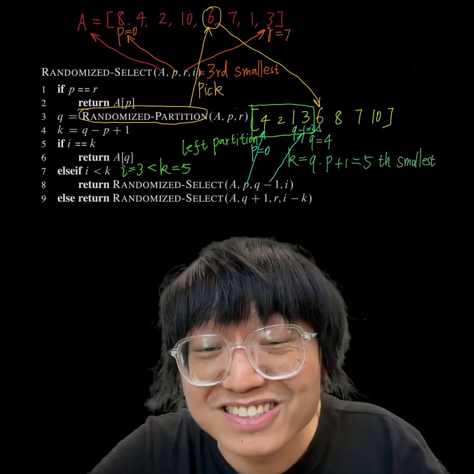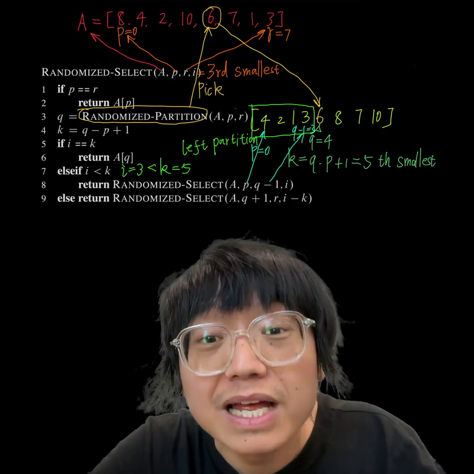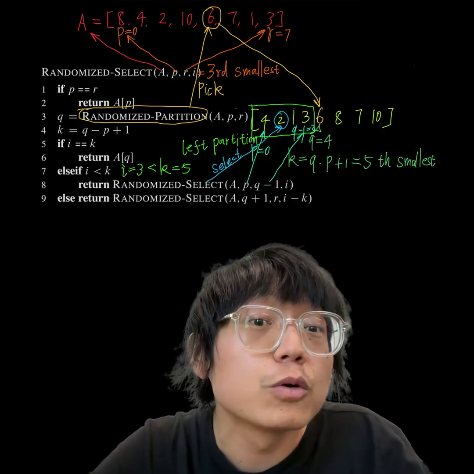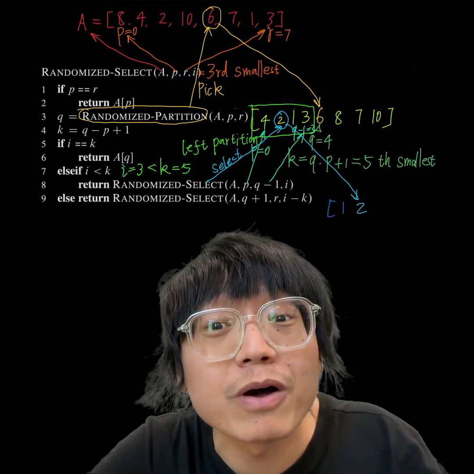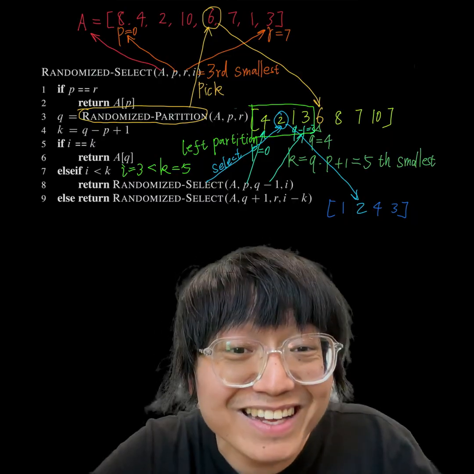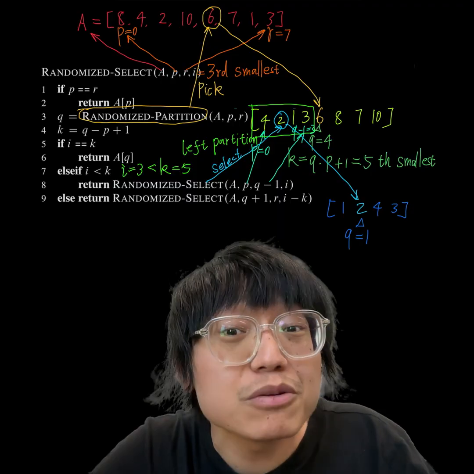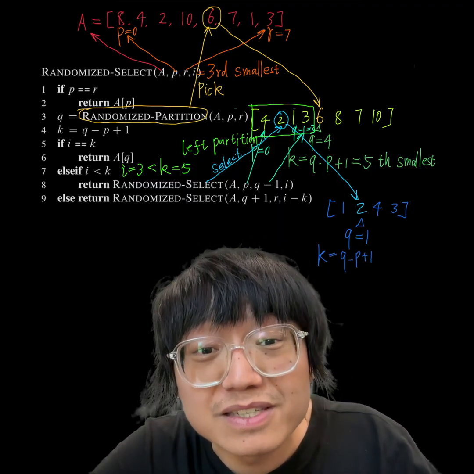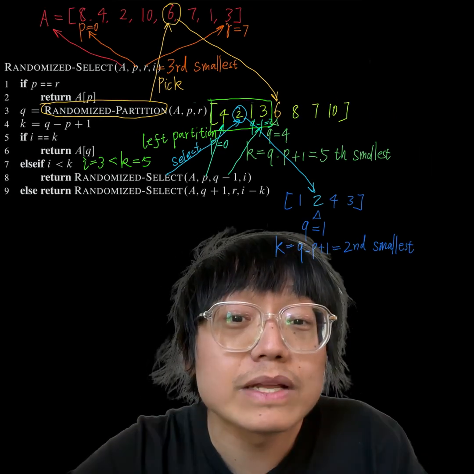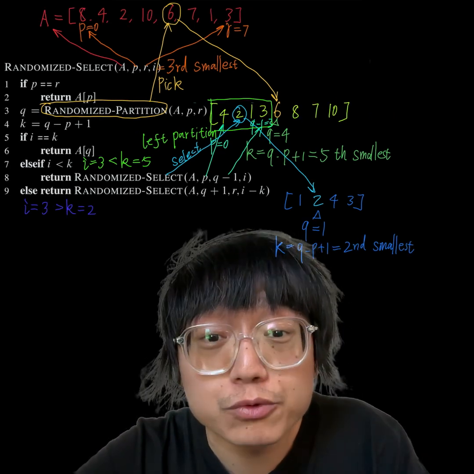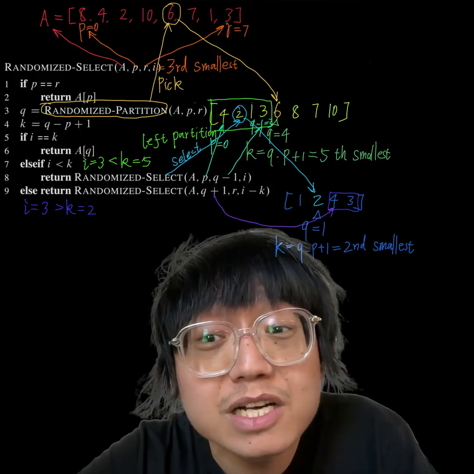In the second level call, let's assume the randomized partition picks 2 as our pivot this time, which gives us 1, 2, 4, and 3. So the pivot 2 is at index 1, q equals 1, and k equals q minus p plus 1, which equals 1 minus 0 plus 1, which is 2. That means the element 2 is the second smallest element in this subarray. And now let's do the further recursive call. i is 3, which is greater than k, which is 2. So we look in the right partition of the current subarray.